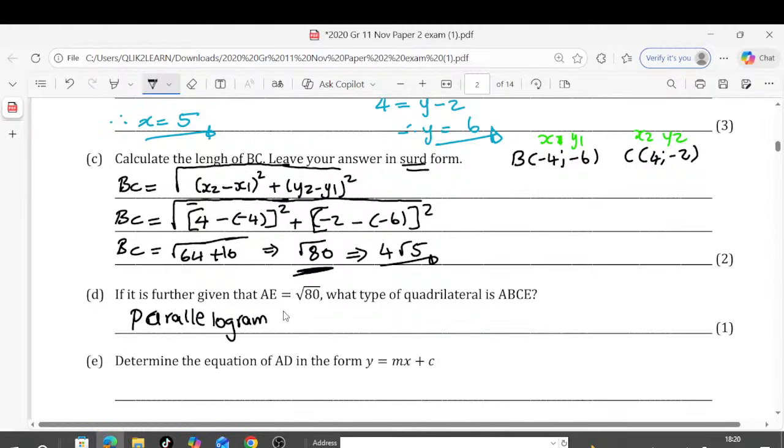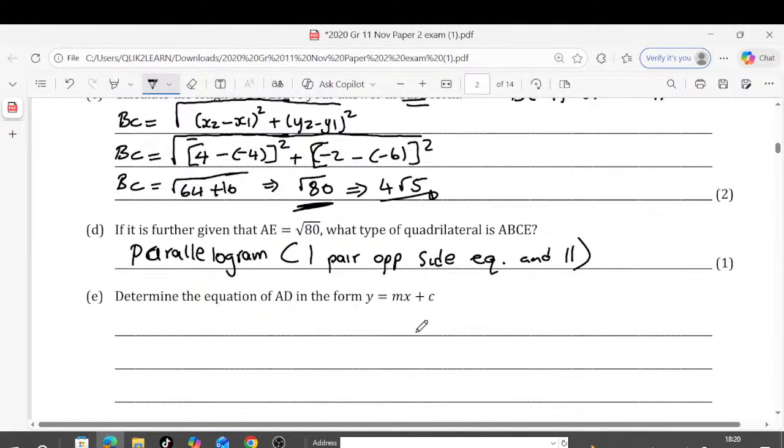Right, so now it's a parallelogram because we have one pair of opposite sides that are equal and parallel. One pair of opposite sides equal and parallel. That's how you can answer this question.